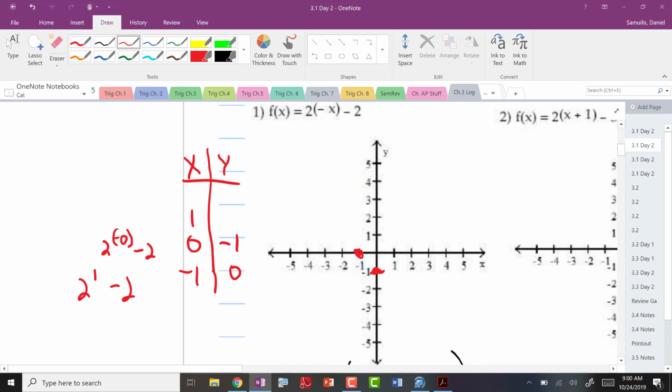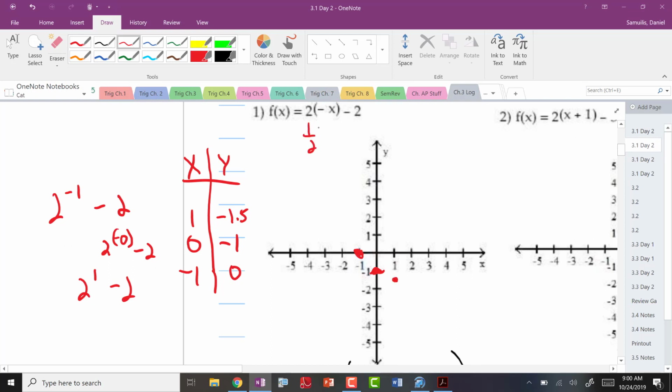And then 1. Now here's where we get this. What's 2 to the negative first? 1/2. What's 1/2 minus 2? It's -1.5. And this is where we're starting to get those decimals. So 1 comma -1.5.